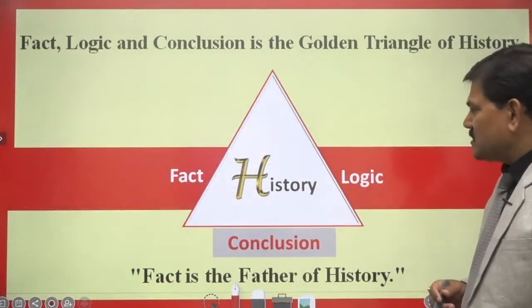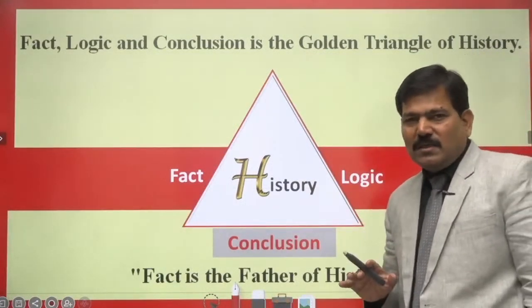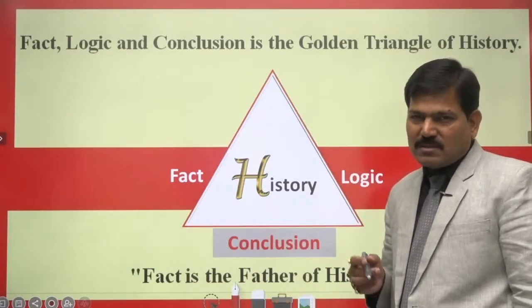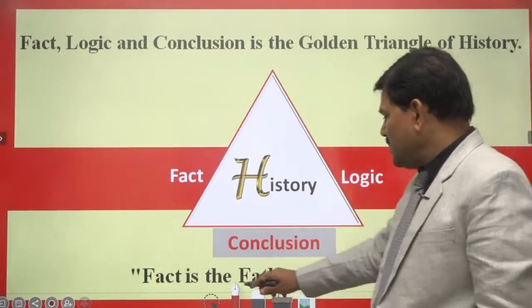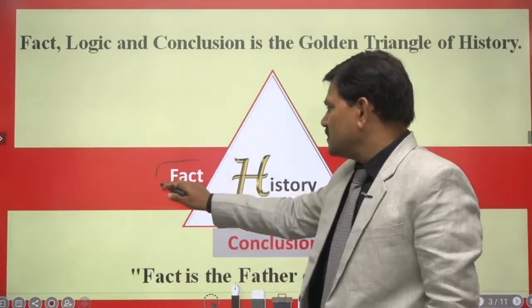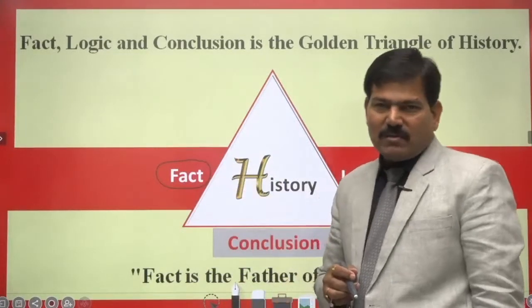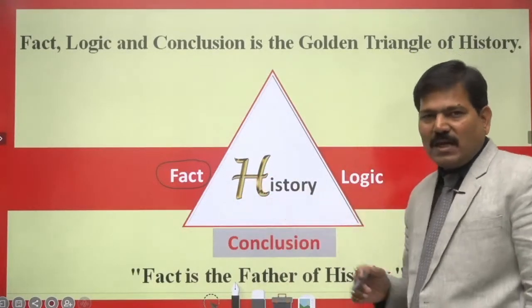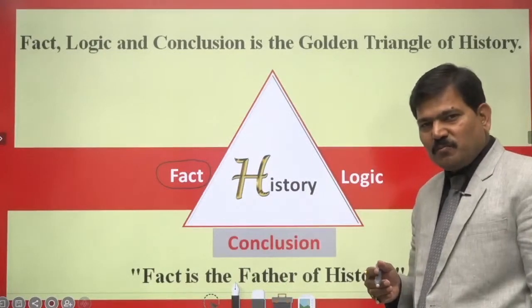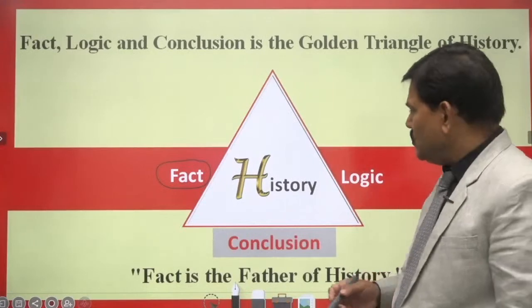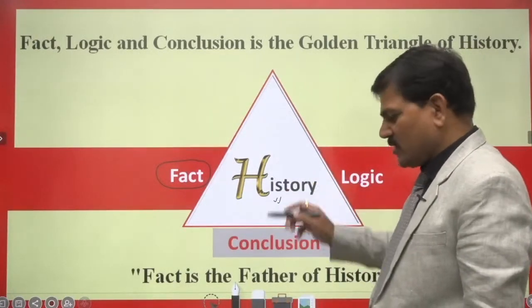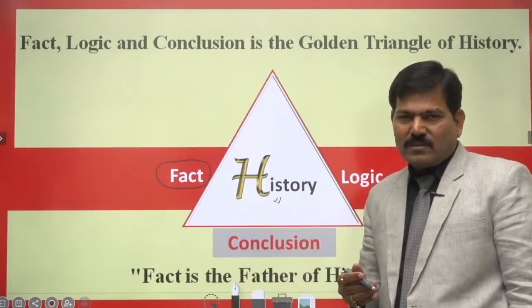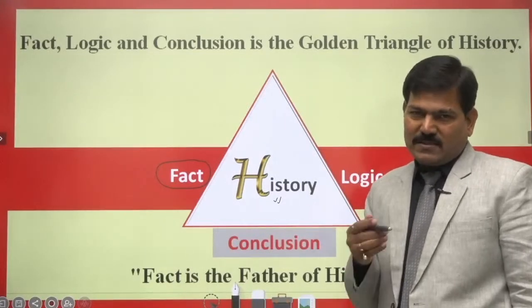The first formula is this: anybody has to follow the golden triangle while reading history. What is that golden triangle? History begins with fact. Fact is the father of history. And as facts are not able to speak on their behalf, it needs a historian. The historian is the spokesperson of the facts.